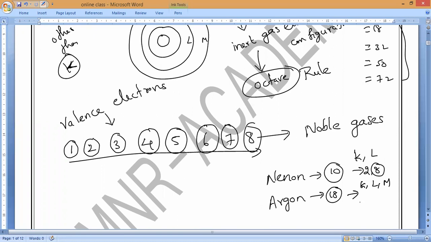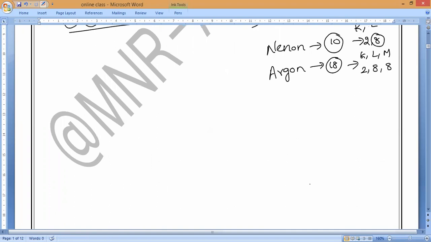2, 8, 8. Like that it will keep on going. Neon, argon, krypton, xenon, radon. So these are all the things: the last shell, the outermost shell, 8 electrons are to come everywhere. This is what is called stable noble gas electronic configuration.